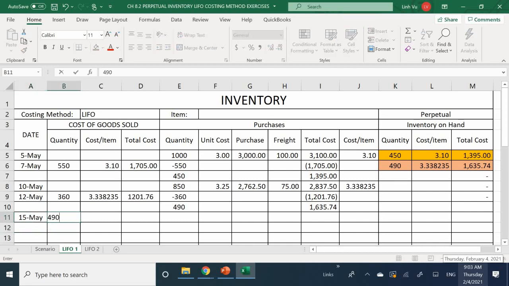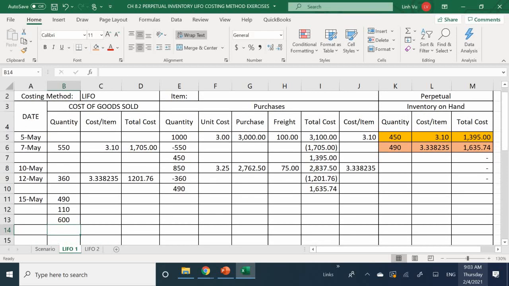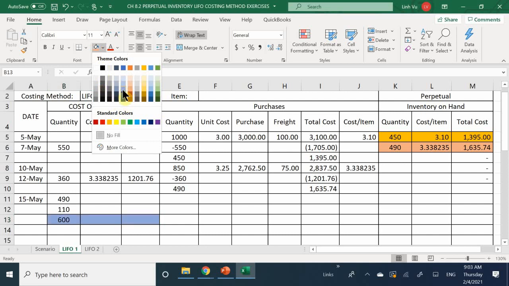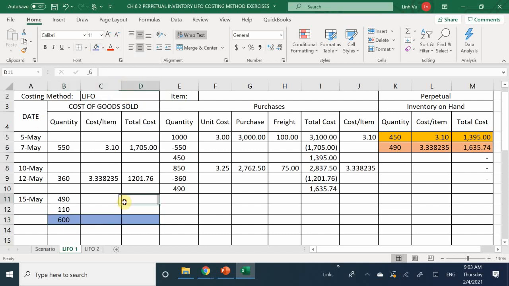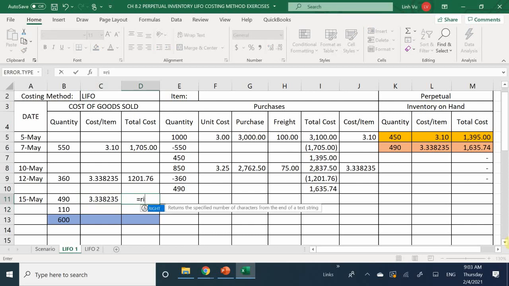We know that we have a remaining 490 in our pink batch, and we need to get to 600. So we need to take out a total of 110 to get our grand total of 600 items. And of course, I'm going to highlight this because this is our calculation. We are going to solve for the total cost of goods sold. So here, knowing that the 490 is going to give you this, let me go ahead and do the equal round, just so that I can show you guys. You could have just typed it in, but I want to make sure that you guys know where this information is coming from.